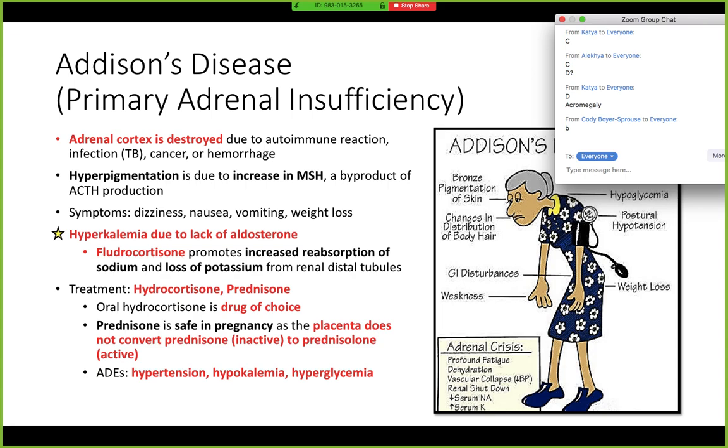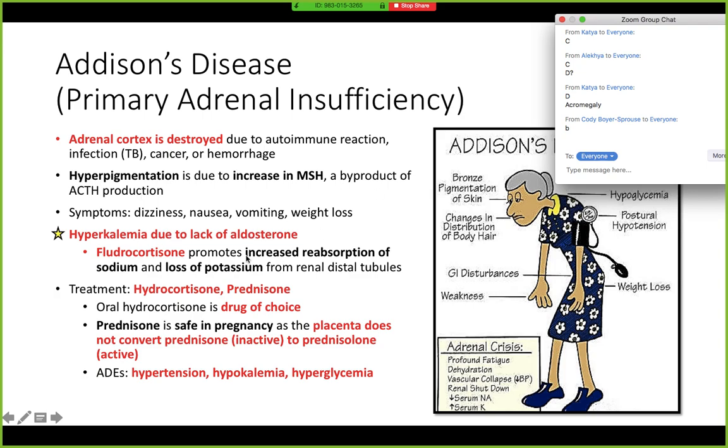Next is Addison's disease. So Addison's disease is also known as primary adrenal insufficiency. So if you remember that primary pigments the skin, that should help you remember that one of your big findings or kind of big giveaways in questions is the fact that the patient is going to have hyperpigmentation of the skin and mucosa, and that's due to an increase in MSH, which is a byproduct of ACTH production.